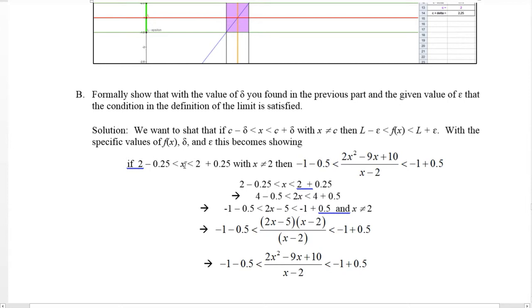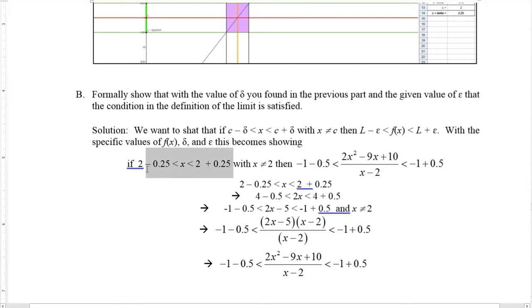So C is 2, so that goes here and here. Delta is 0.25, that goes here and here. And of course, x is not 2, not C. And then here we have L of -1 here and here, and epsilon of 0.5 here and here. And in here we have the formula for f of x. So we want to show when this first inequality here is satisfied and x is not 2, then we have to end up with that inequality being satisfied there. So a condition on the x's implies a condition on the y's.